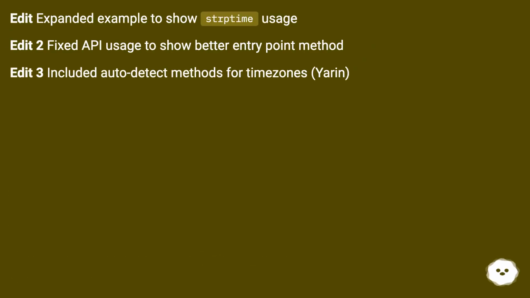Edit: expanded example to show stop time usage. Edit 2: fixed API usage to show better entry point method. Edit 3: included auto detect methods for time zones.